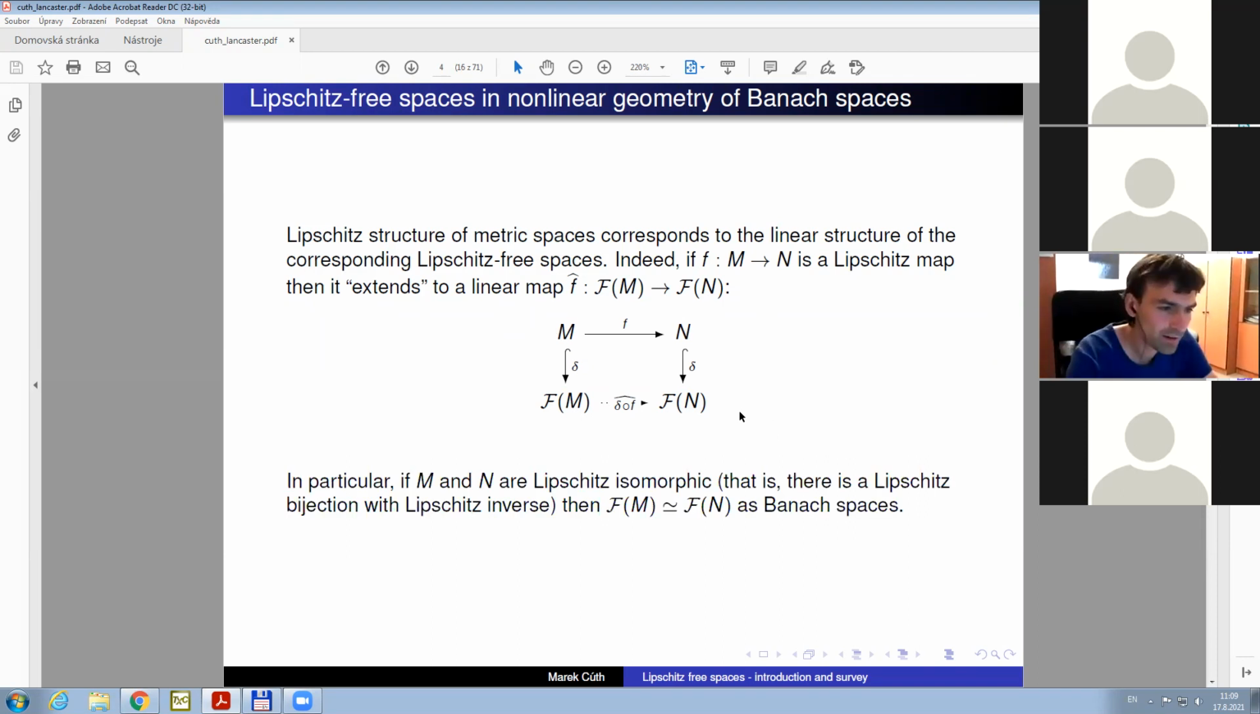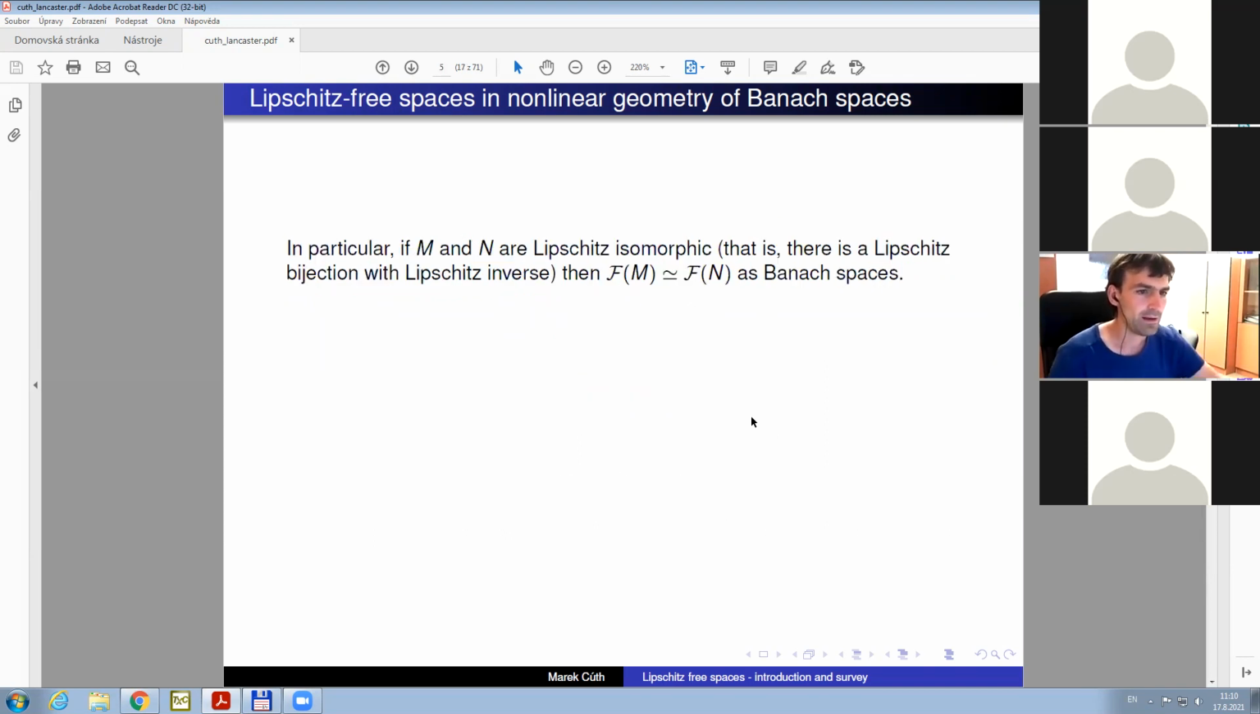So in particular, if M and N are Lipschitz isomorphic, which means that there is a Lipschitz bijection with Lipschitz inverse, then the corresponding Lipschitz-free spaces are linearly isomorphic as Banach spaces. This is the remarkable property which itself enables us to provide some applications. So let me show one application which is well known nowadays.